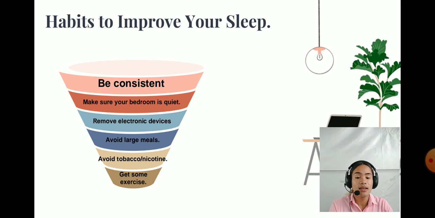Avoid large meals, caffeine, and alcohol before bedtime, and avoid tobacco or nicotine. And get some exercise. Being physically active during the day can help you fall asleep more easily at night.